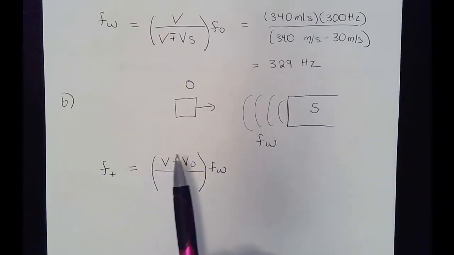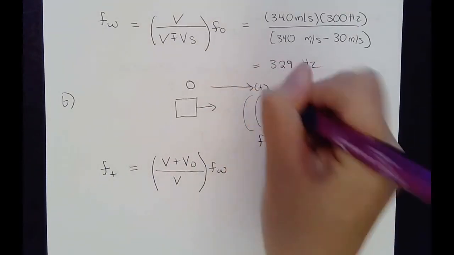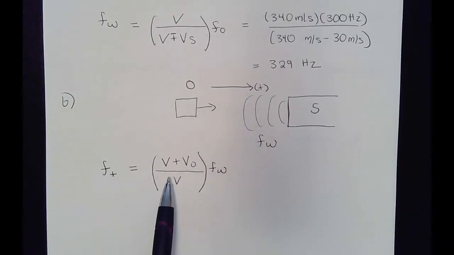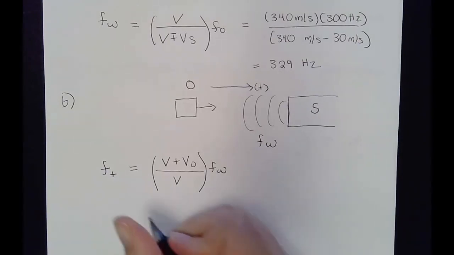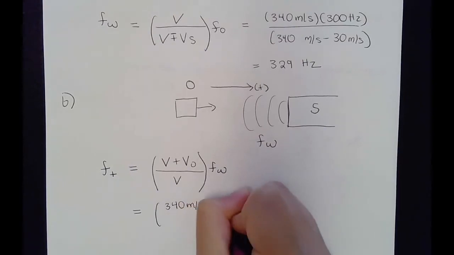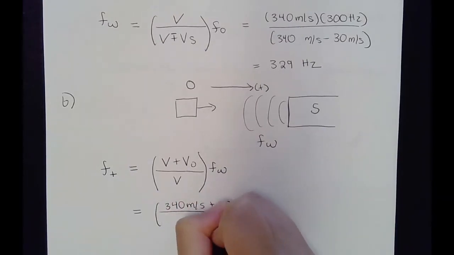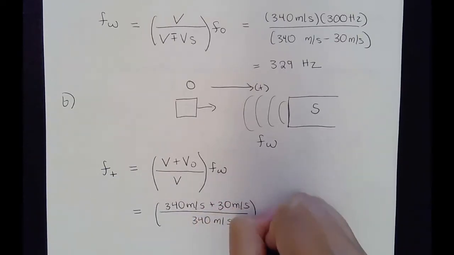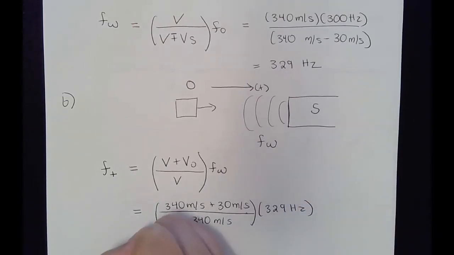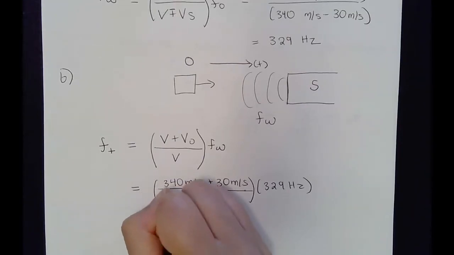So I've chosen plus again because it's approaching and I know that I need a higher frequency. Again, let's just check the O to S method. In this case, I would draw my line from O to S like that, and that's the positive direction, and the observer is moving in that positive direction, so we choose positive. Okay, so this is 340 meters per second plus 30 meters per second over 340 times 329 hertz. So we should get an even higher frequency of 358 hertz.